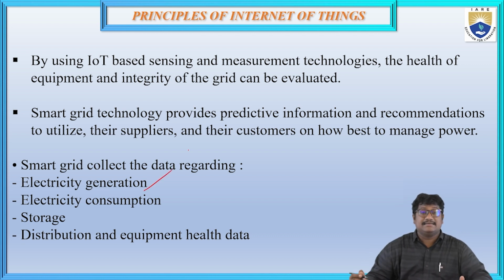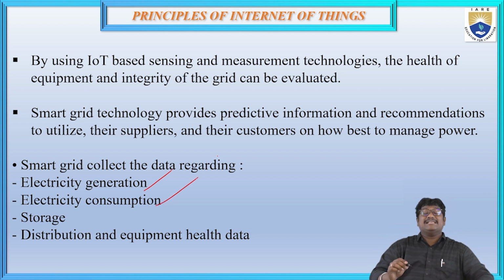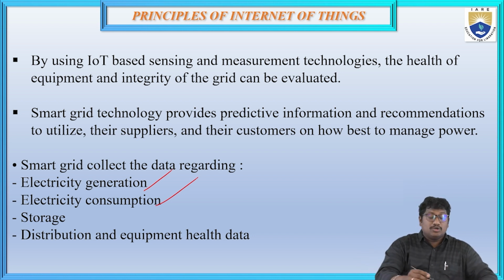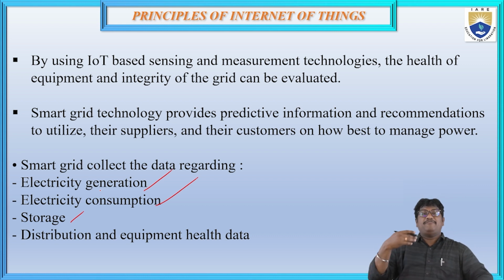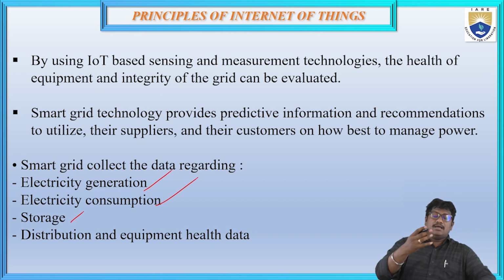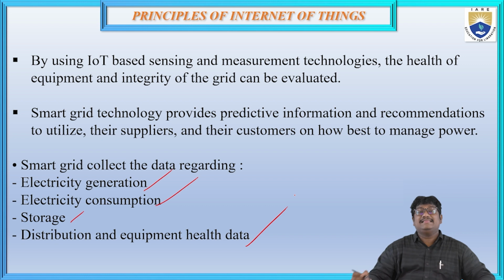The first one is electrical generation. How much electricity has been generated through various resources. This is the first factor which is going to be collected by the smart grid. Second one, how much electrical consumption has been made by multiple resources who are extracting power from the smart grid. And also it is going to maintain the data of both generation as well as consumption in the form of a storage device. Storage is nothing but we are going to store the entire data information in the form of a database. Like that, a storage system will be there. And also distribution and health equipment data. All this information can be collected with the smart grid only.